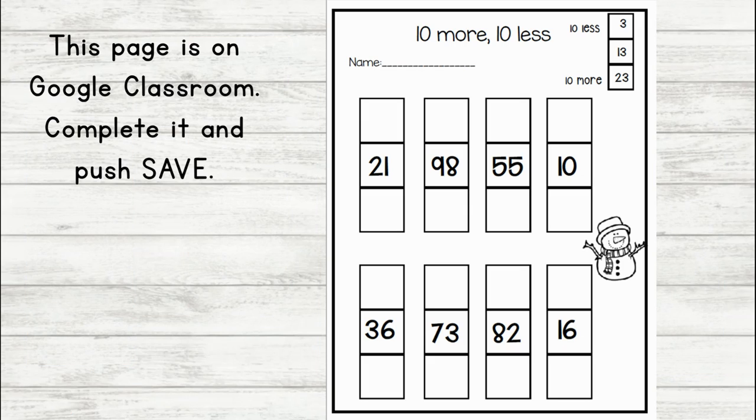Okay. So now this is the page you're going to look for on Google Classroom. You're going to do this one by yourself. It looks just like the one we did. So you're going to find the numbers and then find 10 more and 10 less, write them in the boxes, and push save when you're done. You can pause it and go find that page, do it and submit it. Well, you're going to push save because you've still got one other thing to do.